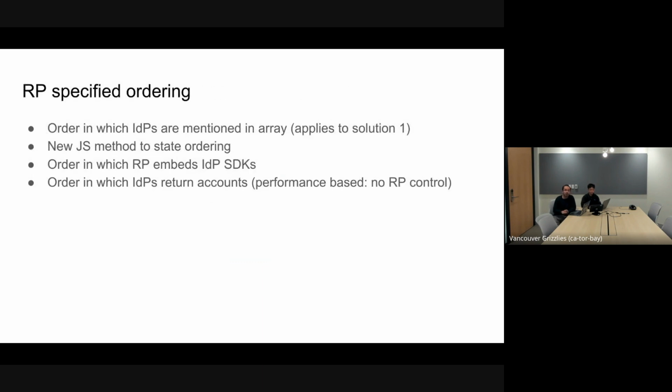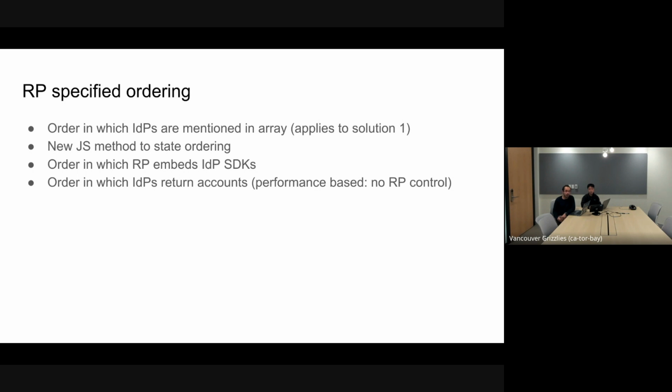Now, another thing that I would note is that for when the RP wants to specify a preference for IDPs, solution 1 has already a simple solution to that, but maybe solution 2 doesn't, because we're assuming the RPs just embed the IDP SDKs independently. So some brainstorming for that particular problem.